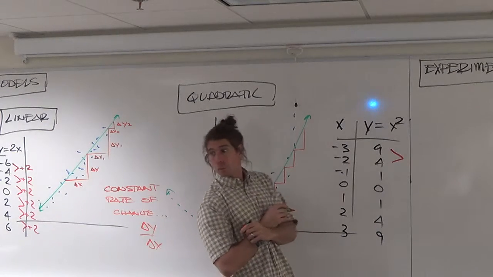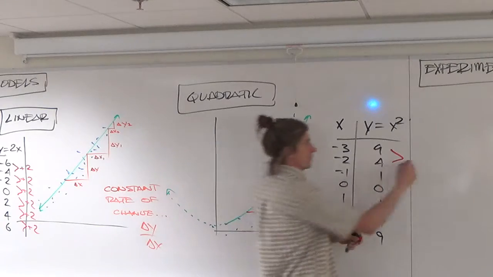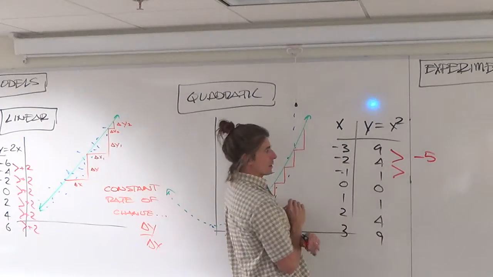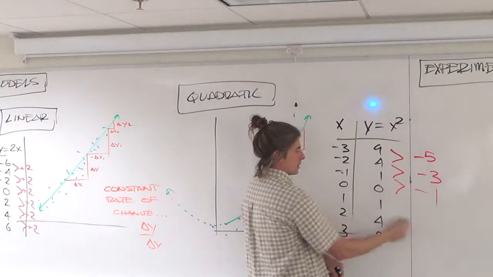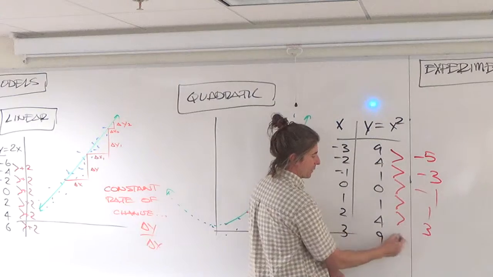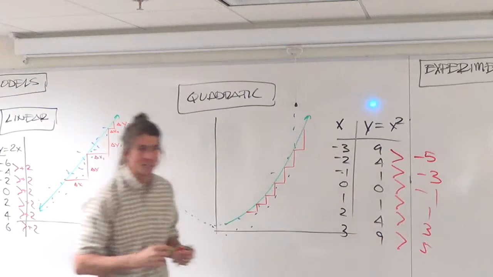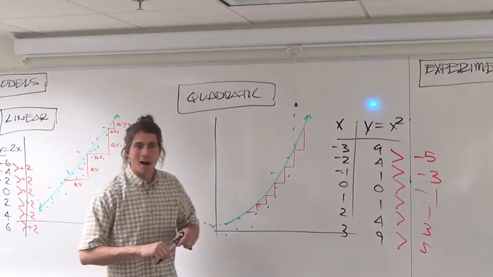It's 5, 3. Right, that went down 5, didn't it? When 9 to 4, that went down 5. That went down 3. That went down 1. Up 1, up 3, up 5. Now that is hardly constant. Some are negative, some are positive, yes? But what happens when you bump out to the second differences? It's 2, 2, 2, 2. Huh.